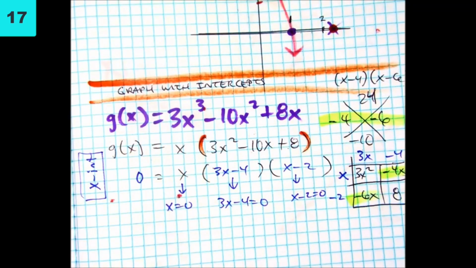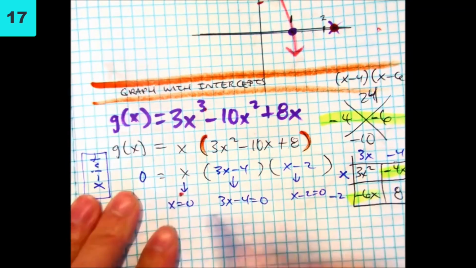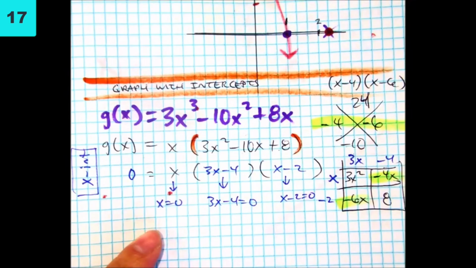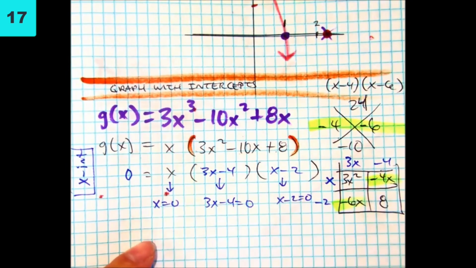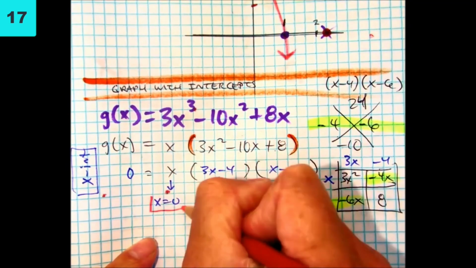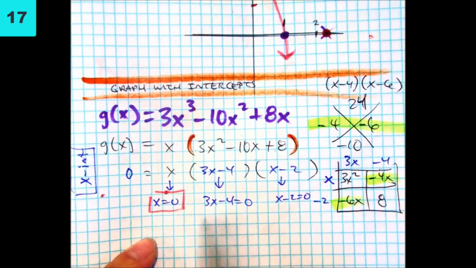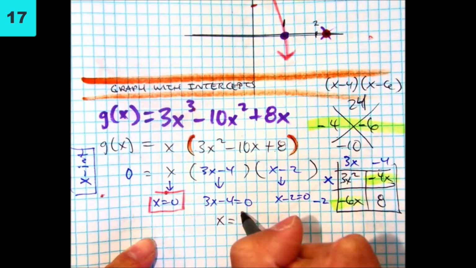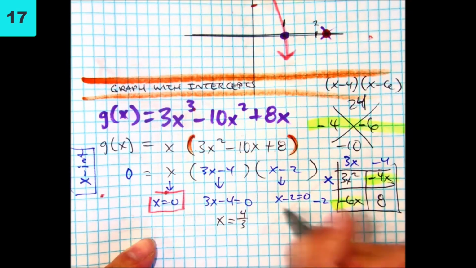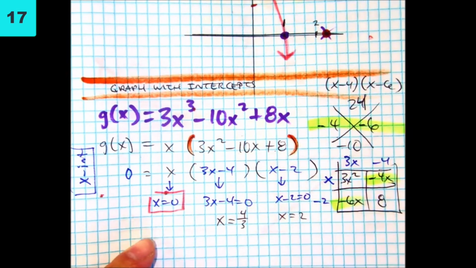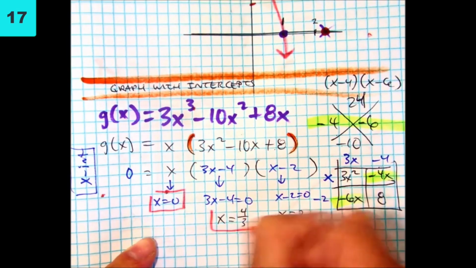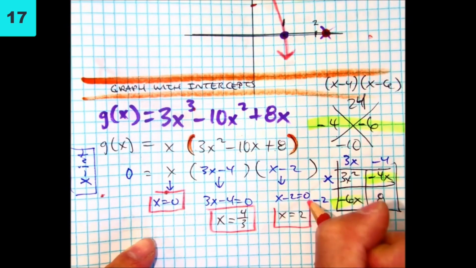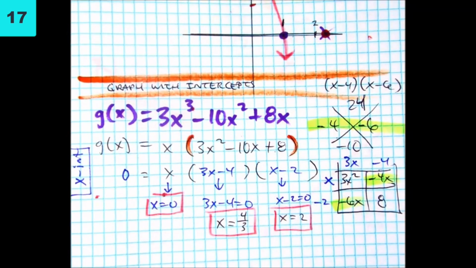Everyone say, show me. Show me the zero product rule. Don't skip this step here. So I already have a solution here. I have x equals 0. You don't have to show me the work there. X equals what? 4/3, and x equals 2. So this graph, it's going to cross my x-axis how many times? 3. 3 times.